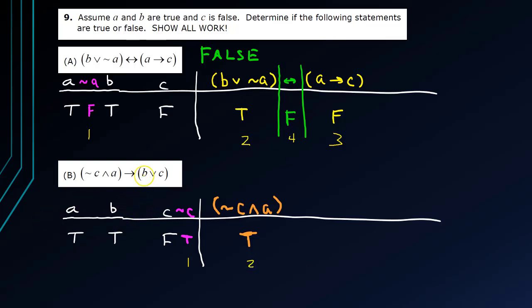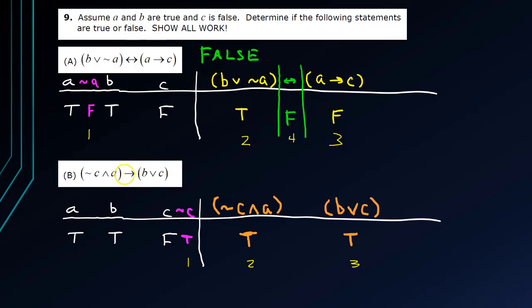The next one we'll look at is B or C, or B disjunction C. It's going to be true as long as one of these two is true, and B is true, so B or C is going to be true as a result. And so we'd say, okay, that's the third thing we figured out.